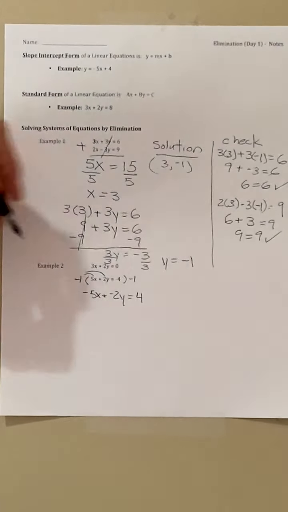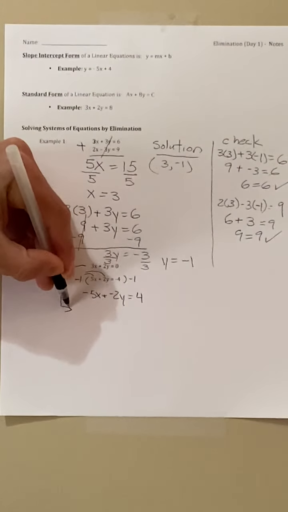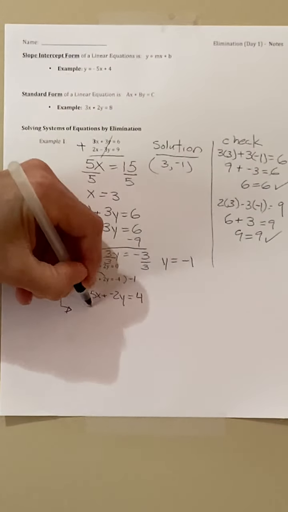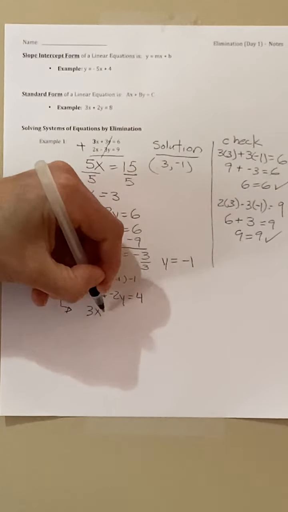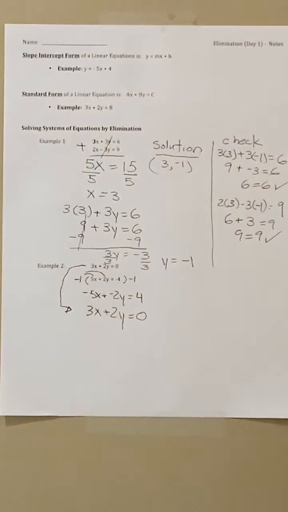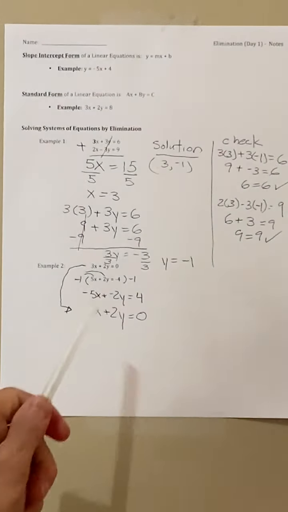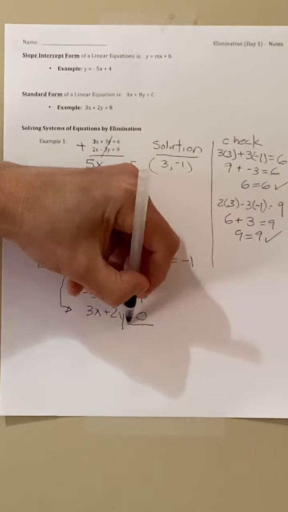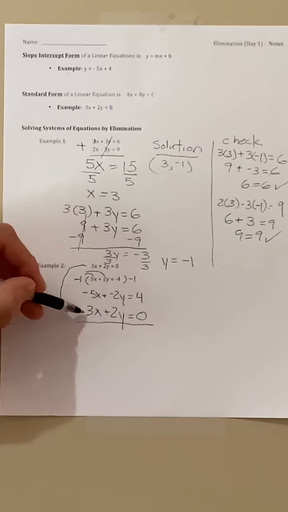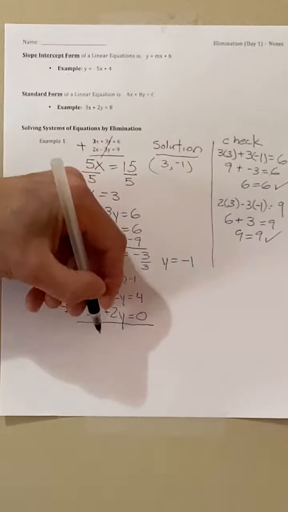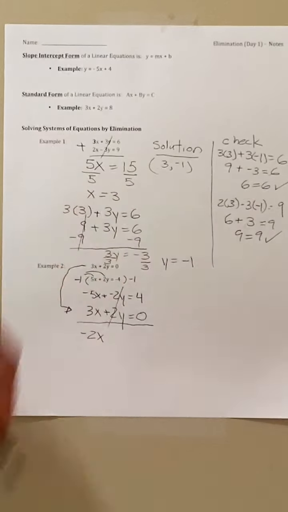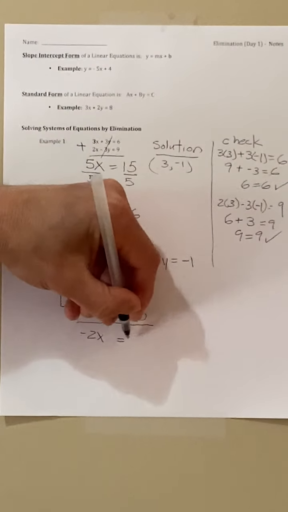That's my new equation. Now let's copy down this first equation just so I can work with it. I'm not going to change it at all. Just recopy this first equation, 3x plus 2y equals 0. So this is my new system I'm working with. Now let's look at this. Now I do have a zero pair. Now I can add these together and my y will cancel out. Negative 5x plus 3x gives me negative 2x. My y's, I have a negative 2y and a positive 2y. That cancels. Equals 4.